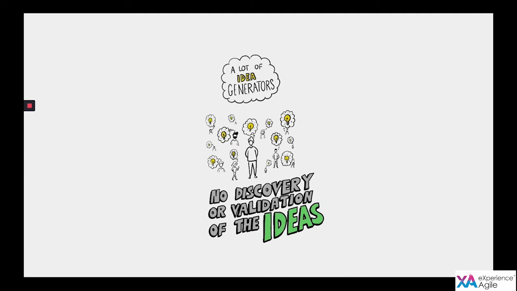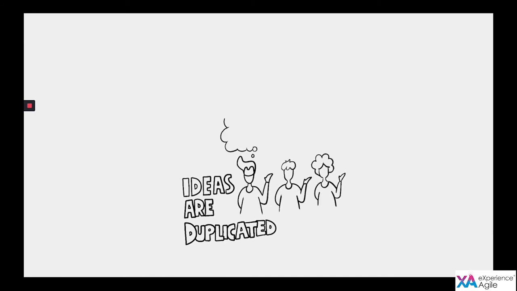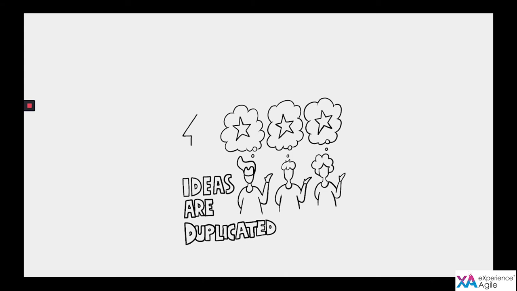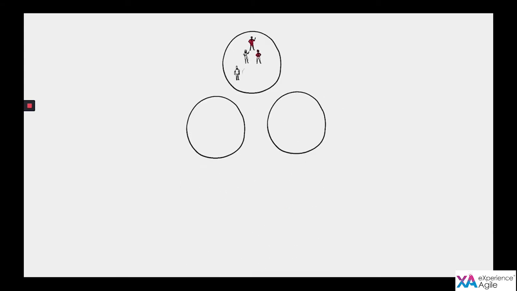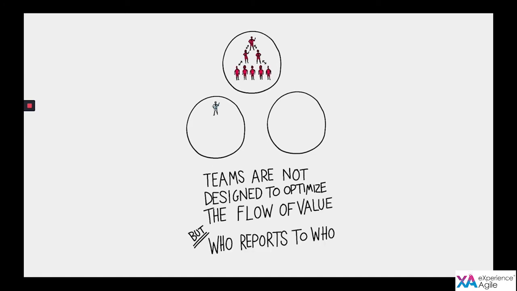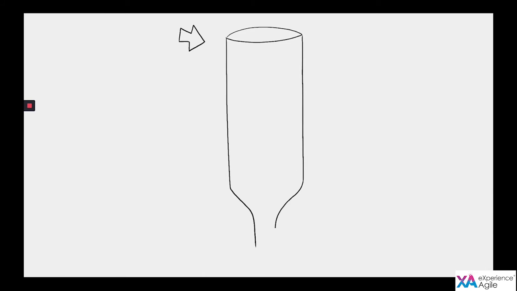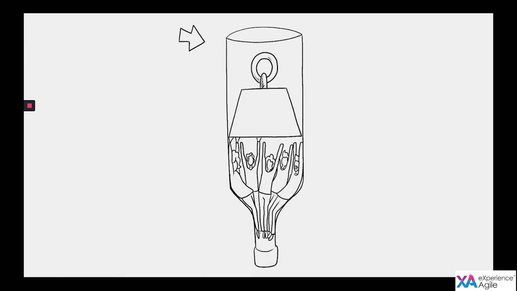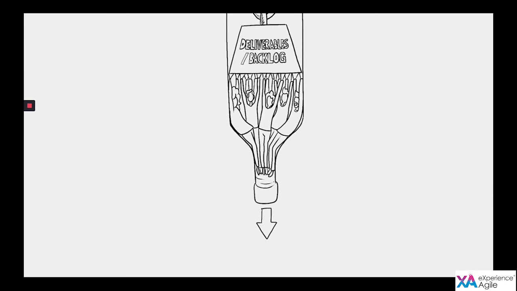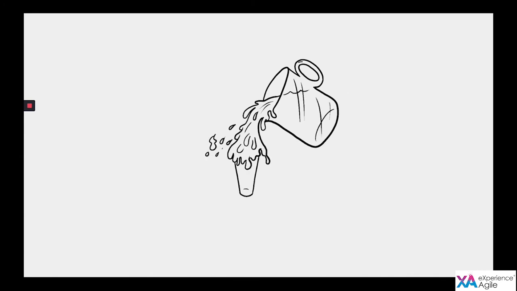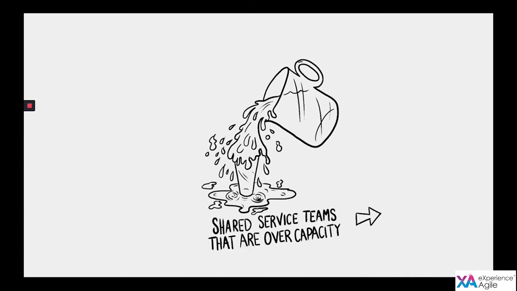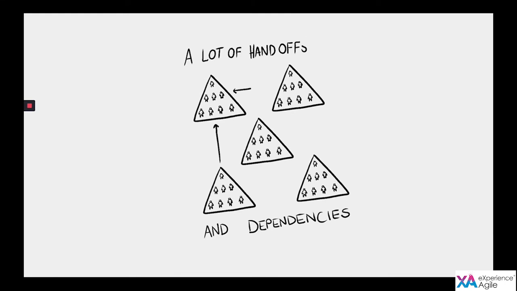The problem this causes is that many of these ideas are actually duplicates. You could have Joe and Adam and Jamie all asking for the same thing, but in different ways. As you go down through this funnel, you realize that teams are not designed to optimize the flow of value. Teams today are organized based on who reports to whom. So in order to get anything done, there are a lot of bottlenecks, a lot of shared service teams that are over capacity, and a lot of handoffs and dependencies between them.